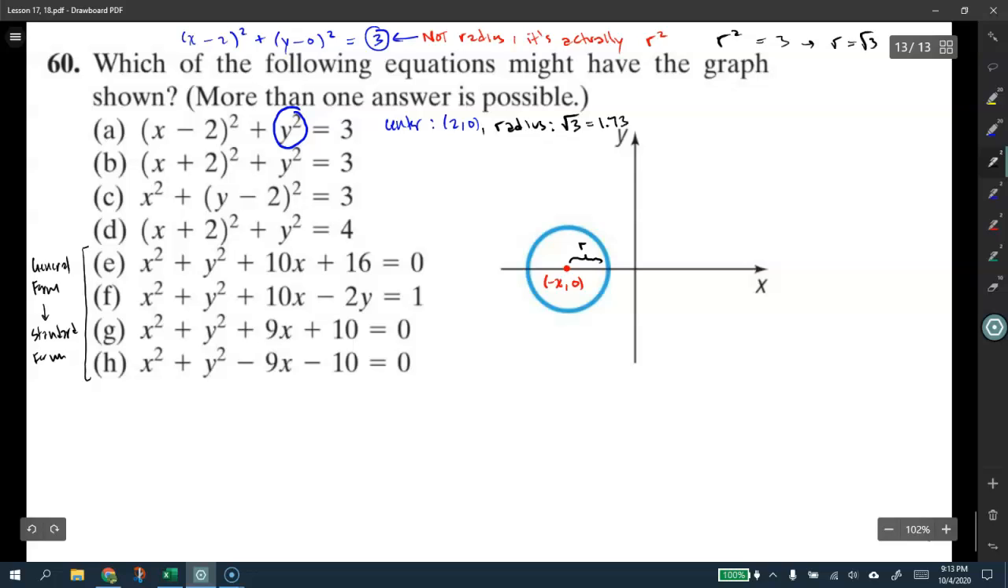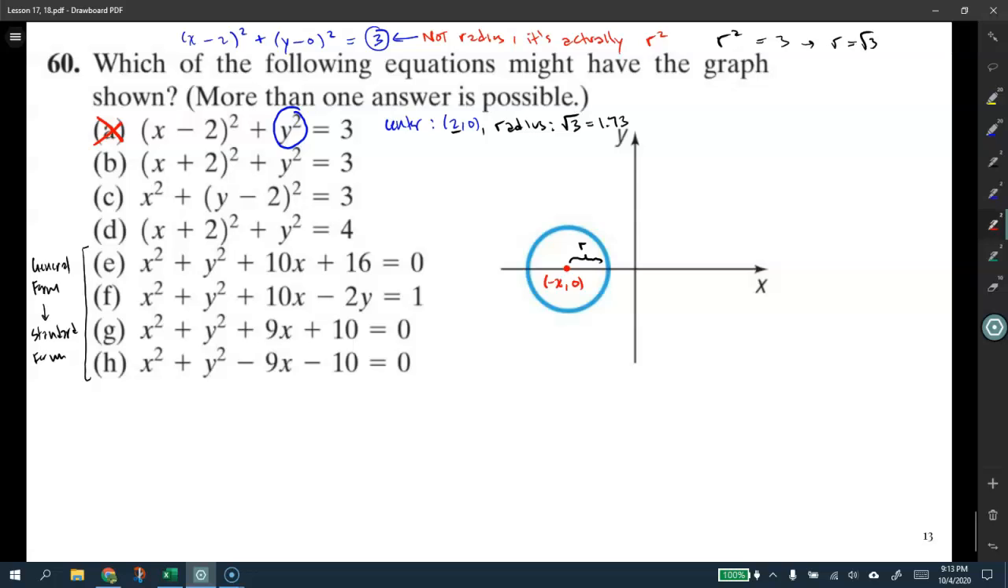So notice that if this circle had a center at 2, 0, then it would have been on this side of the x-axis, which it's not. And so therefore, what that means is equation A cannot possibly belong to the graph that's shown to us. So equation A does not work for us.